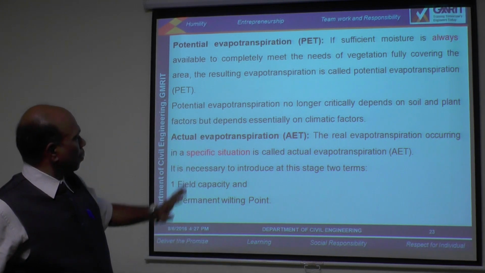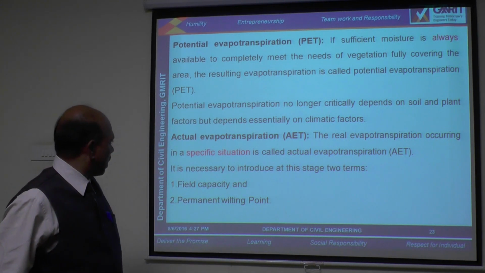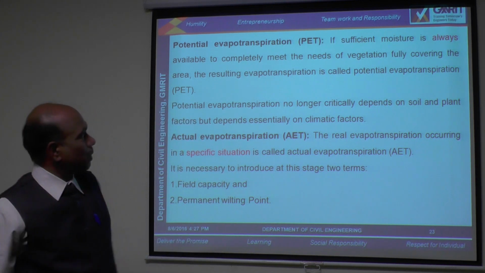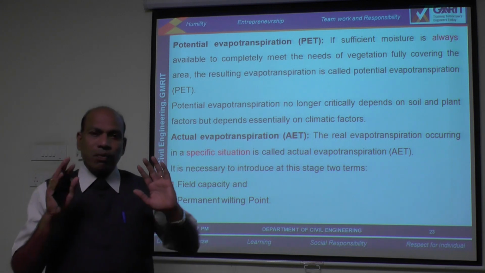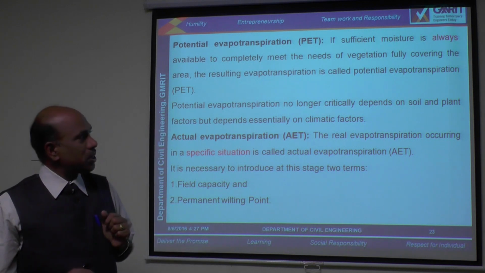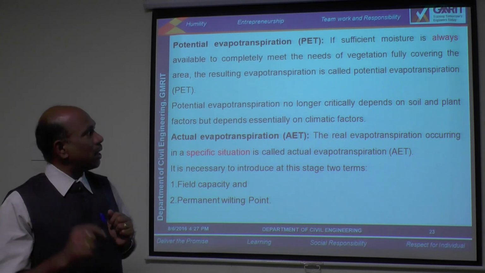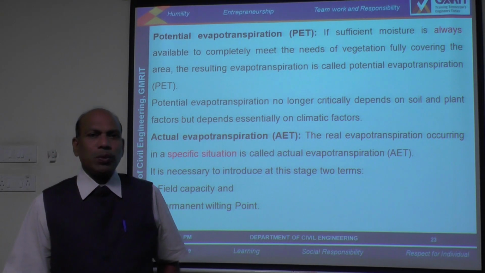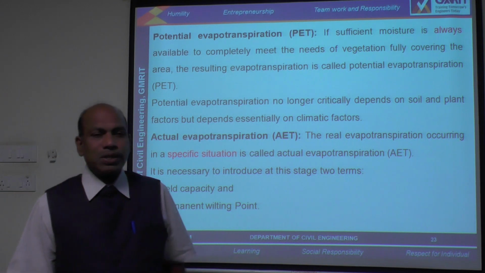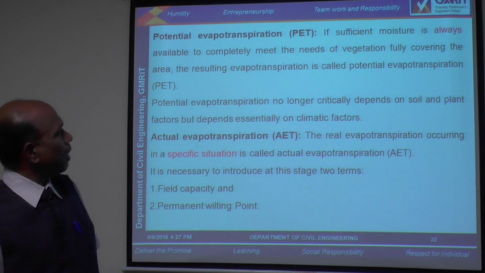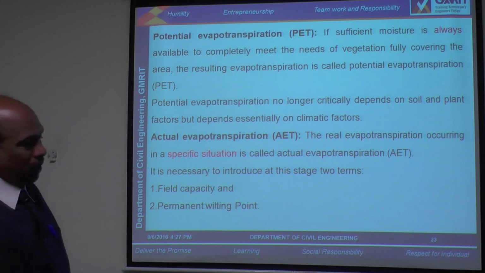evapotranspiration, we should learn two heads, that is potential evapotranspiration as well as actual evapotranspiration. What is potential evapotranspiration? If sufficient moisture is always available to completely meet the needs of the vegetation covering the entire area, the resulting evapotranspiration is known as potential evapotranspiration. This is denoted by PET.